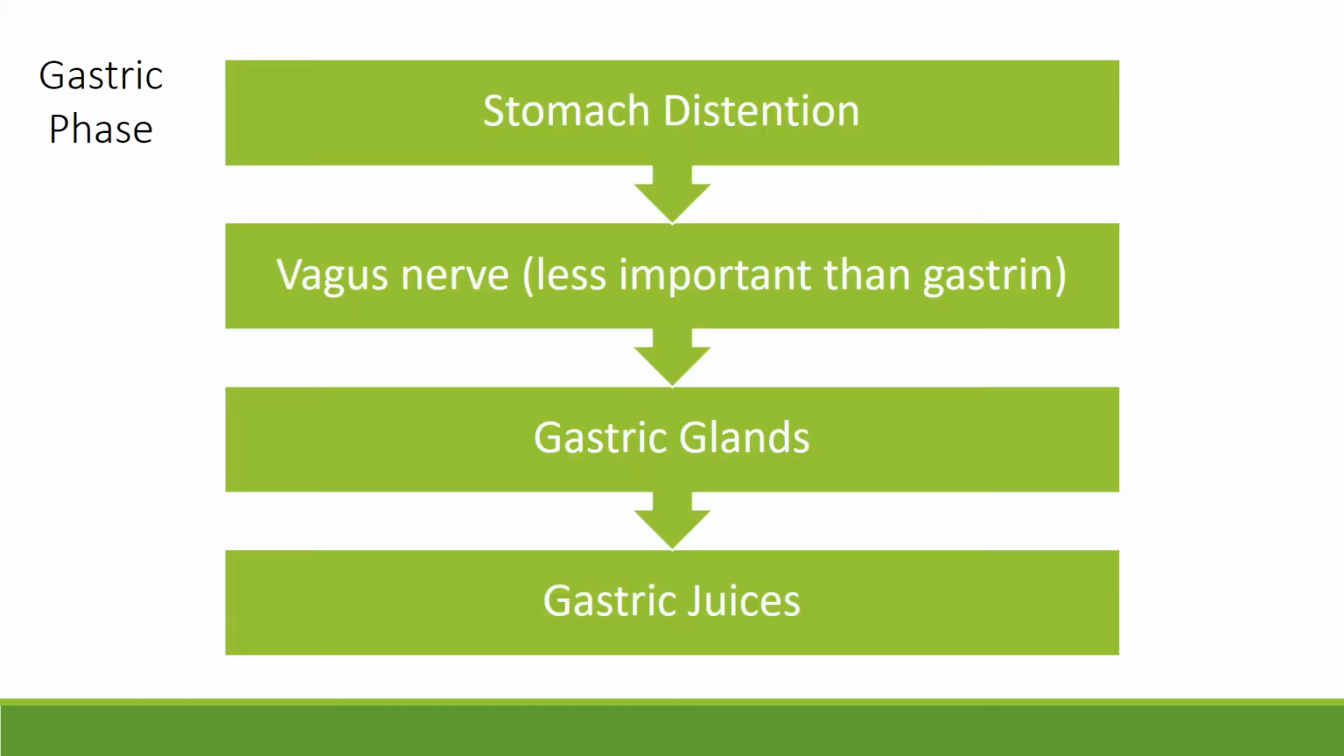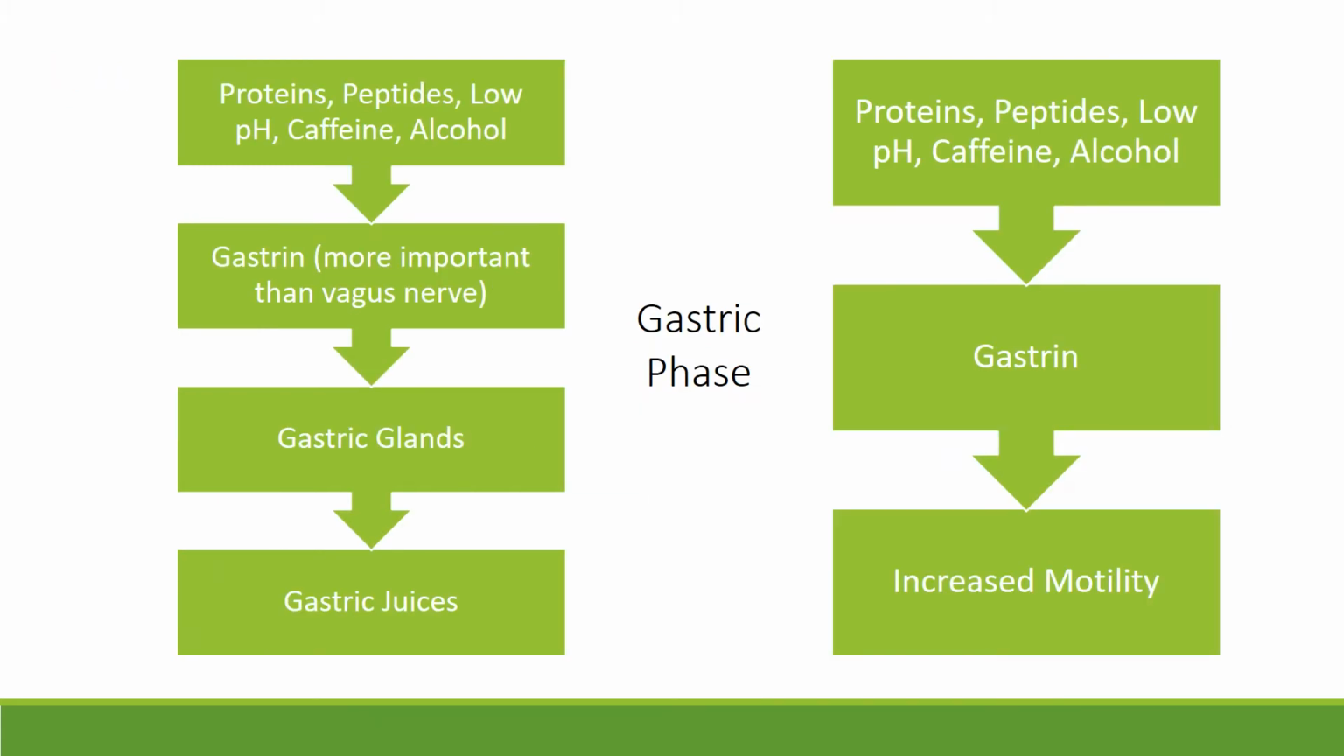One of the triggers for the gastric phase is stomach distension. When food reaches the stomach, it begins to stretch. This stimulates the vagus nerve, which then sends an impulse to the gastric glands and causes the release of gastric juices. The vagus nerve is important, but it's less important than the effect that the hormone gastrin has on this process. When there are proteins, peptides, a low pH, caffeine, or alcohol in the stomach, it causes the release of the hormone gastrin. Remember, this is more important than the effect of the vagus nerve.